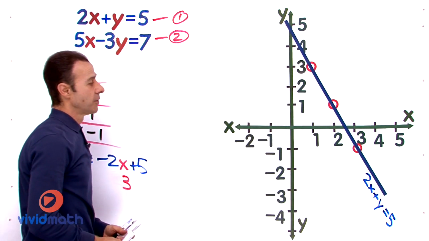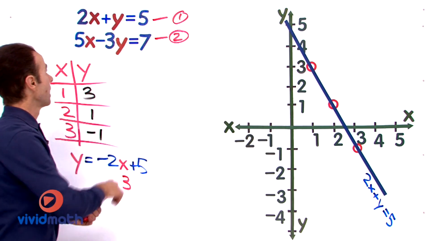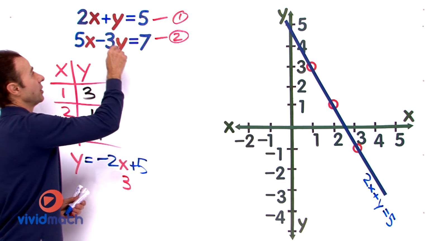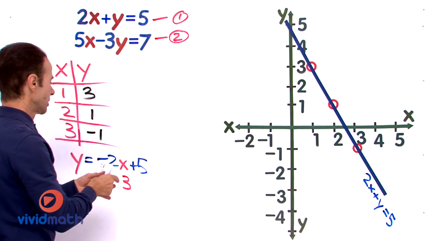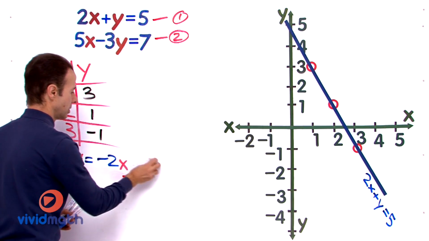Okay, so we've got the first equation all drawn up. Let's go for the second equation, 5x minus 3y equals 7. I want to make y the subject here. So let me just create some space here.